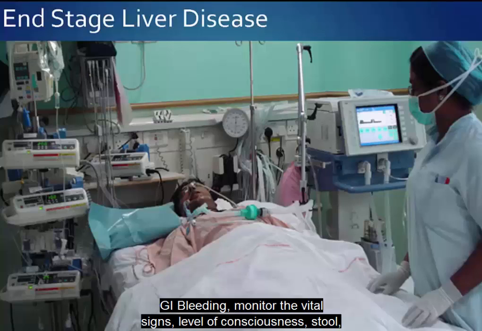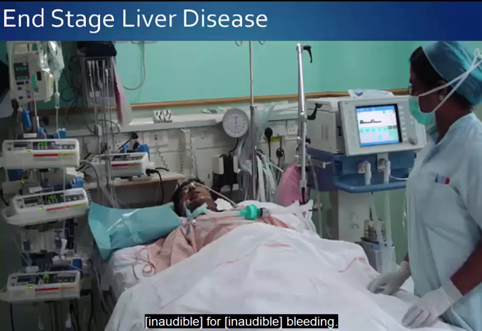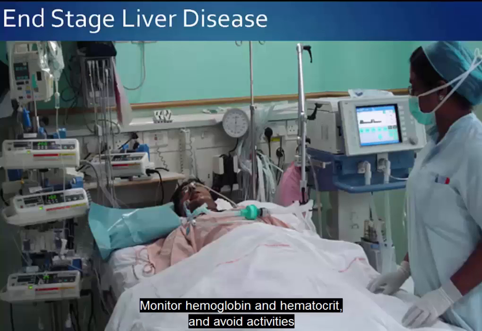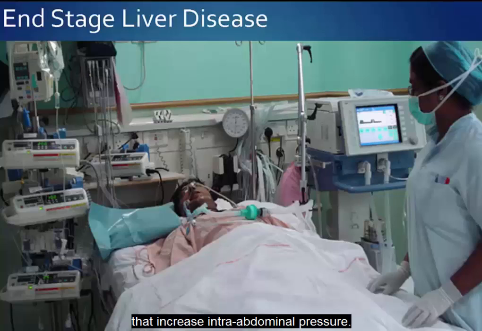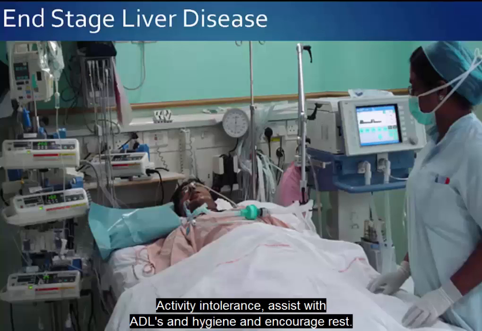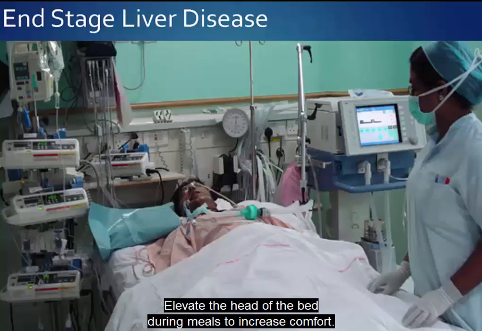GI bleeding: monitor the vital signs, level of consciousness, stool, and emesis for occult or frank bleeding. Monitor hemoglobin and hematocrit, and avoid activities that increase intra-abdominal pressure. Activity intolerance: assist with ADLs and hygiene, and encourage rest. Elevate the head of the bed during meals to increase comfort.